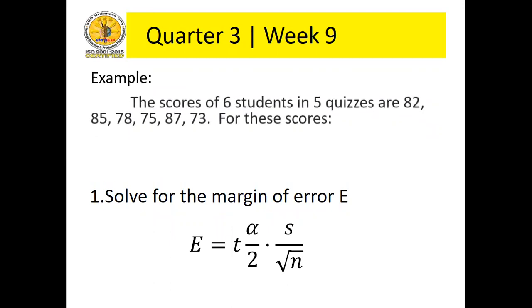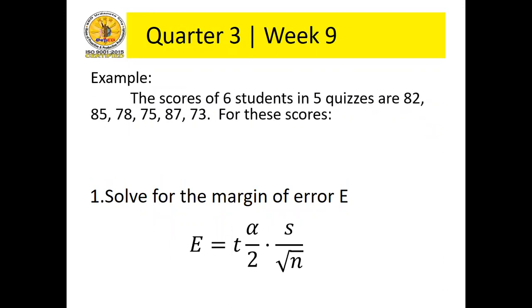Okay, so let us have the example. The scores of 6 students in 5 quizzes are 82, 85, 78, 75, 87, 73. For these scores, now solve for the margin of error.